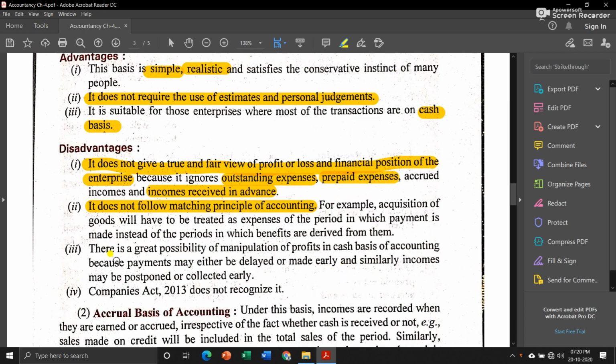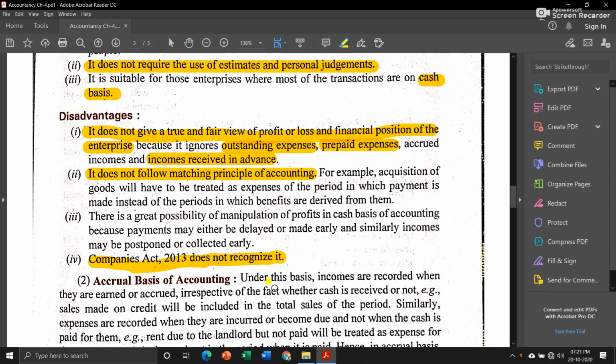Okay. Then there is great possibility of manipulation of profits, as we don't record cash payments or we don't record the credit transactions. That means you're manipulating your profits. Okay. Then the Companies Act 2013 does not recognize this cash basis of accounting.